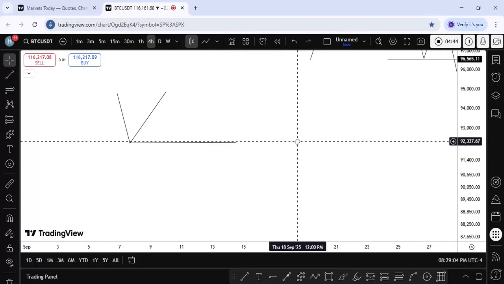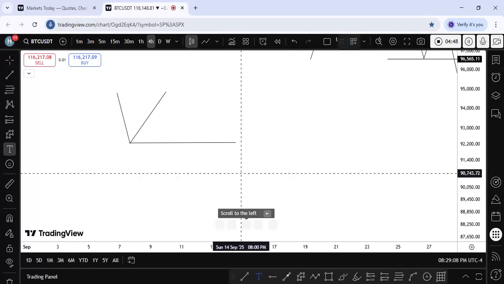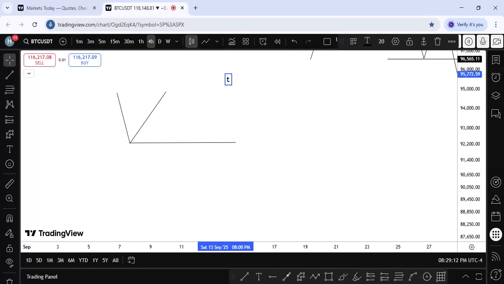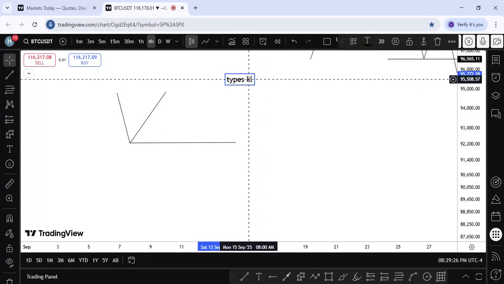So, types of key levels. When we talk about the types of key levels, we are referring to the forms in which we identify key levels. Let's write it here: the types of key levels.